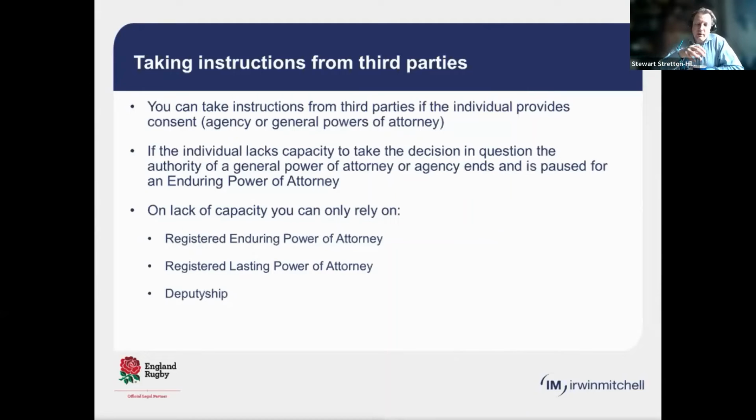Anyone could be given consent to discuss issues with the third party, and that's either through an agency agreement, a general power of attorney, or literally just verbal consent saying, yeah, I'm happy for you to speak to my son about this. But bear in mind, if your client lacks capacity to take the decision in question, the authority of that general power of attorney, that agency, or that verbal consent ends. Because if someone lacks capacity, the only way an individual can carry on taking decisions for them is through a registered enduring power of attorney, a registered lasting power of attorney, or a deputyship.